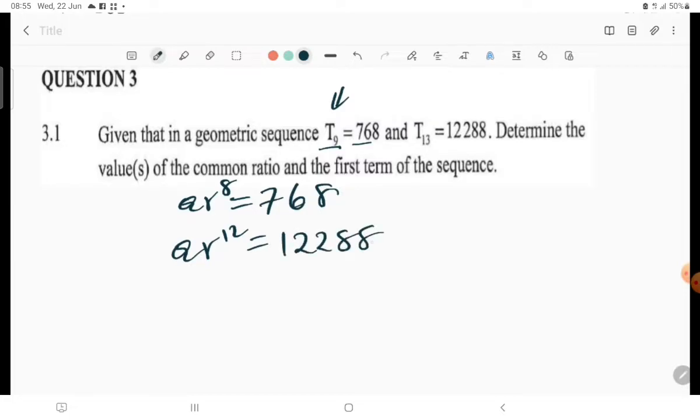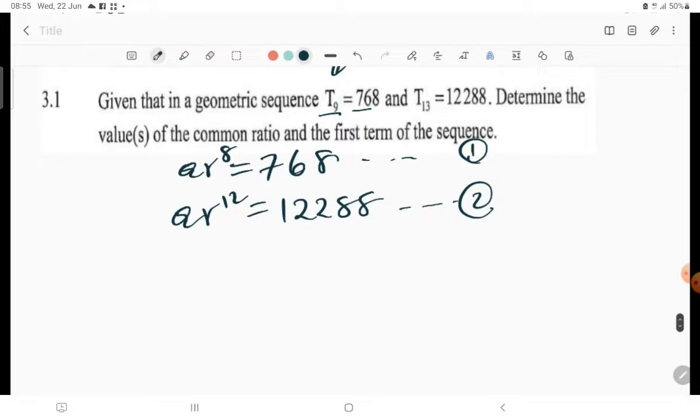It is equal to 12288. So you can say this is equation number 1 and this one is equation number 2. So what do you do to find the value of A, the value of R? In a geometric pattern, you always use the elimination method by dividing one equation by another equation. So let's divide equation 2 by equation 1.